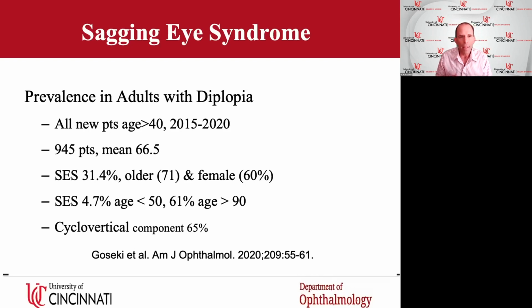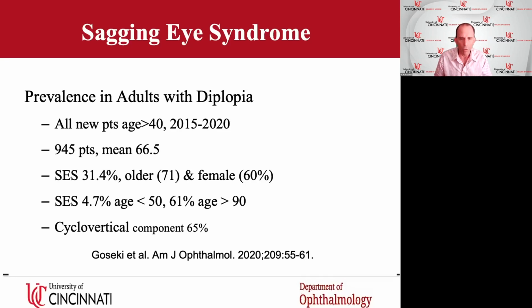And they found that the sagging eye syndrome was more common the older you got, and a little more common in women than men. Under the age of 50, it was a pretty small component, 4.7%. So under age 50, that's a little bit of a red flag for me. I'm going to want to think about other things a little more strongly. But look at this, at over age 90, more than half of their patients with double vision, just any kind of double vision, had this sagging eye syndrome. And oftentimes there was some sort of cyclovertical component.